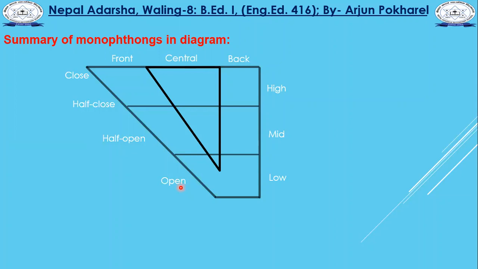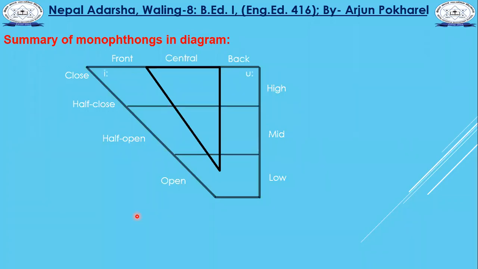Now, which monophthongs are high, which are mid, which are low, which are close, half open, open, and which are front, central, and back? We'll put them here one by one. You have to remember this diagram, because sometimes in your examination the diagram is also asked. So you need a neat and clean diagram showing the monophthongs of English, with labels.